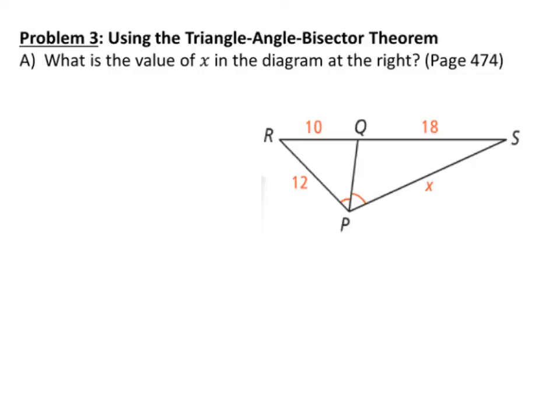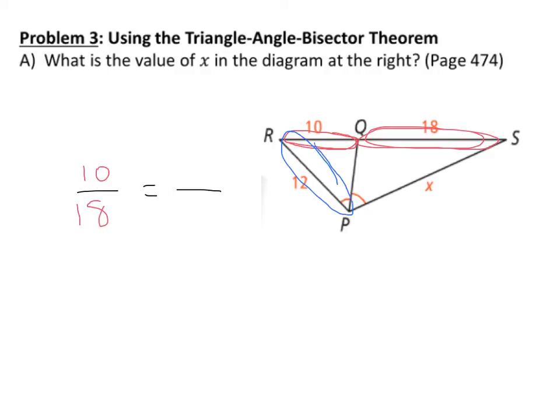So in this one, we can set up our proportion going in the same order both times. So I'm going to go with this flat side on the left, 10, over the flat side on the right, so 10 over 18. And then the slanted part of the triangle on the left, 12 over the slanted part of the triangle on the right, x. So left, right, left, right.